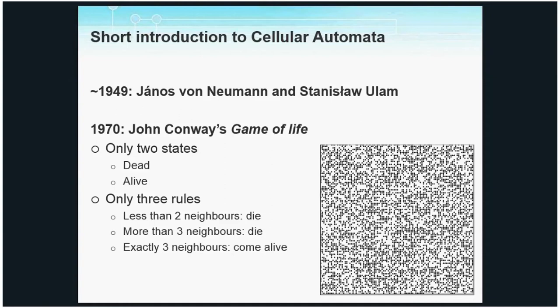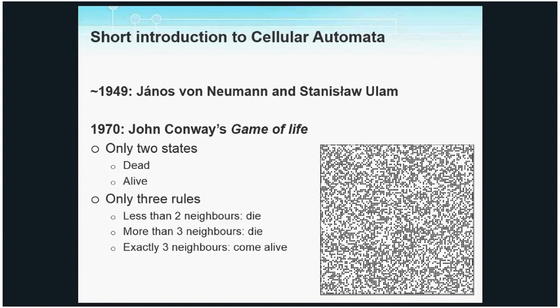Okay, I see that there are some issues with hearing me. Is it better now? Von Neumann was thinking about cellular automata to build a self-replicating machine. But only in the 1970s, John Conway came to an application of the cellular automata, and it's the famous Game of Life.